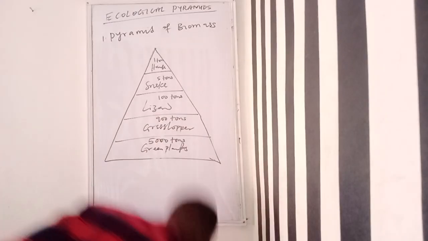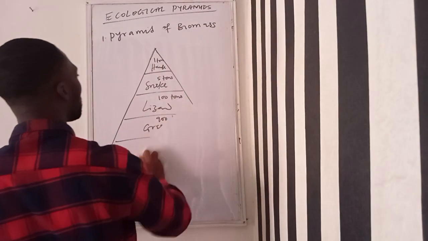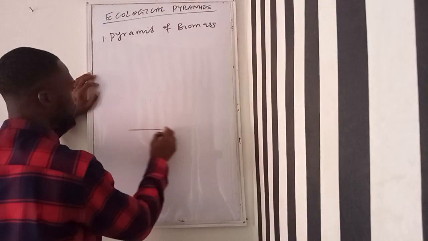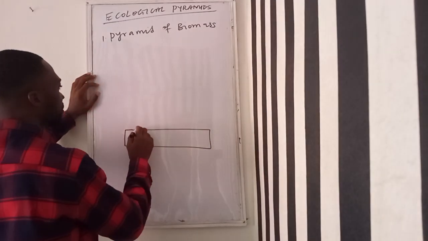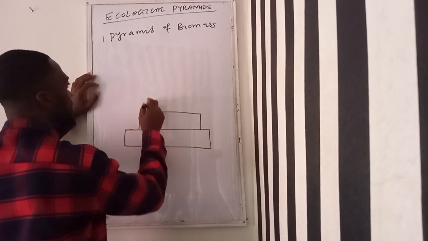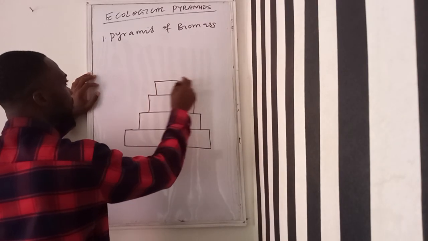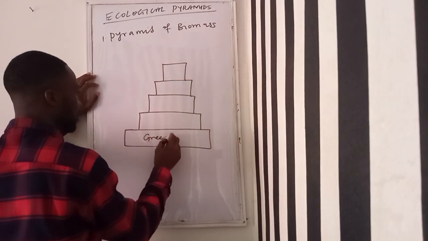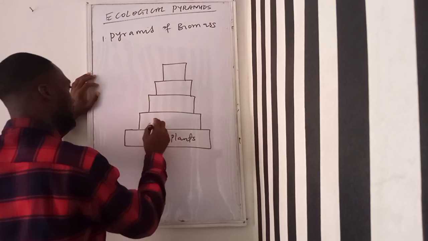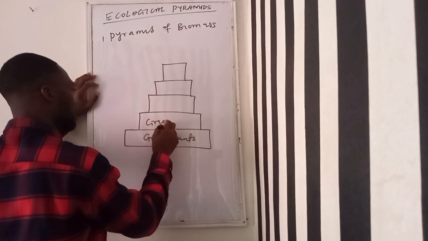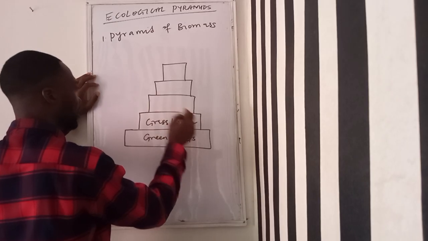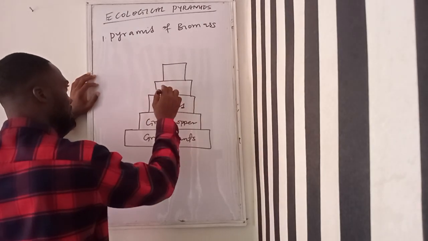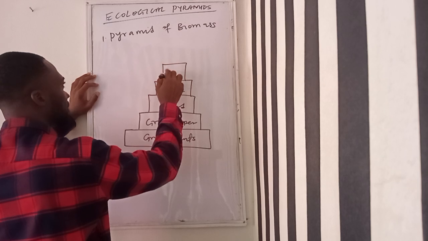Then of course, the last one is the pyramid of number, which is a graphical representation of the number of organisms at each trophic level. That is what we call the pyramid of number. So here we still have green plants. Then we have the grasshopper. Then here we have the lizard first. Then we have snake. Then we have hawk.